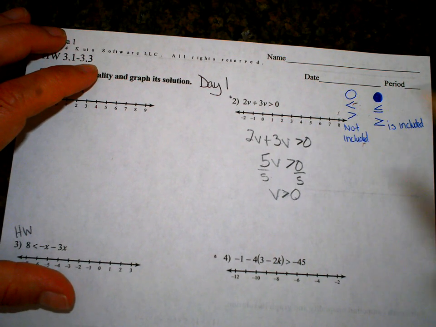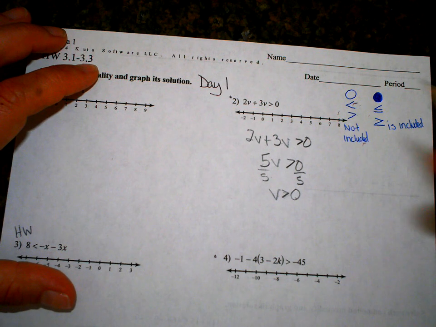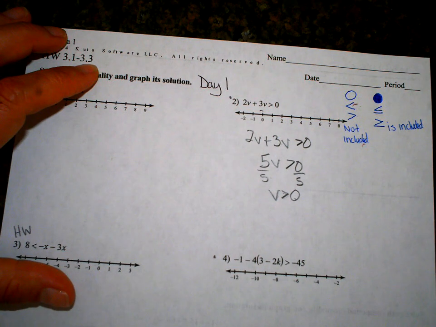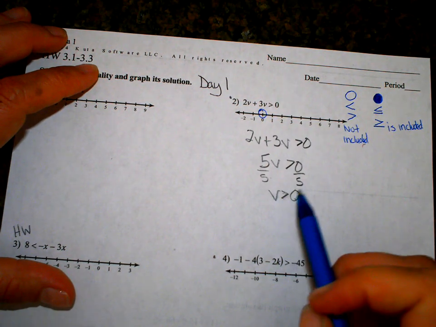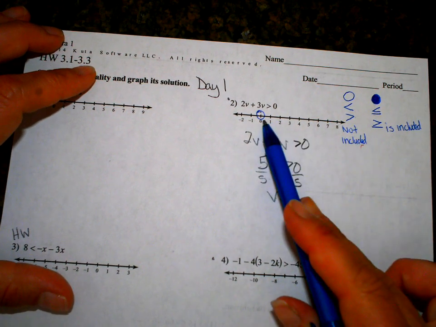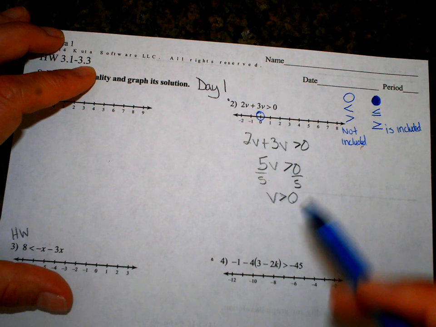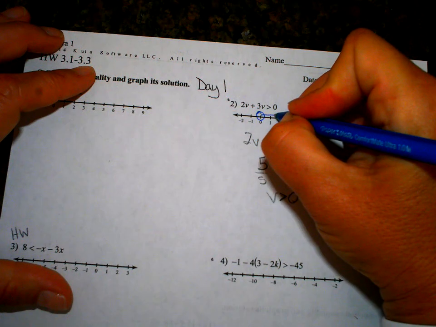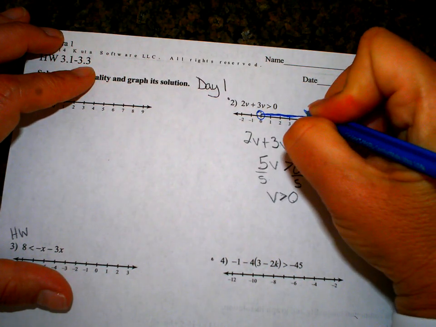At 0, because this is a greater than symbol, I'm going to use the open circle at 0. Let's use pen. Then it says greater than. That means all the numbers bigger than 0. 0 is not included because it's an open circle. 0 is not an answer that I could plug in. But I could plug in 1 and 2 and 3 and 4 and 5 and 6 and 7 and 8 and infinity, right? All those positive numbers.